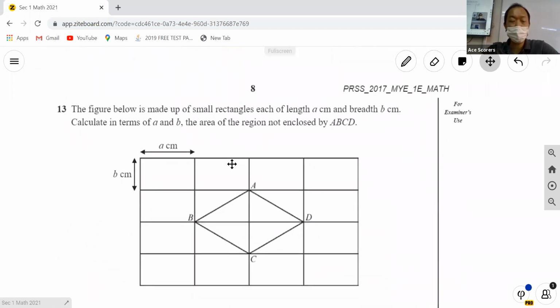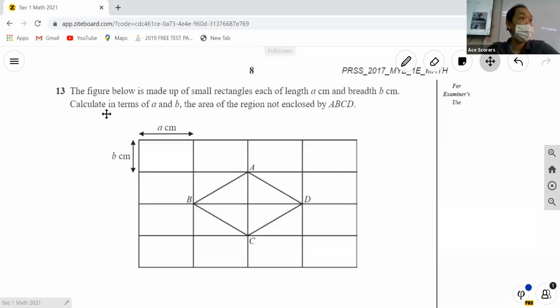Okay, so next one is algebra. I think you can try to do this yourself. That was a quick warm up for you. So now from 13 onwards, you're going to do it yourself.